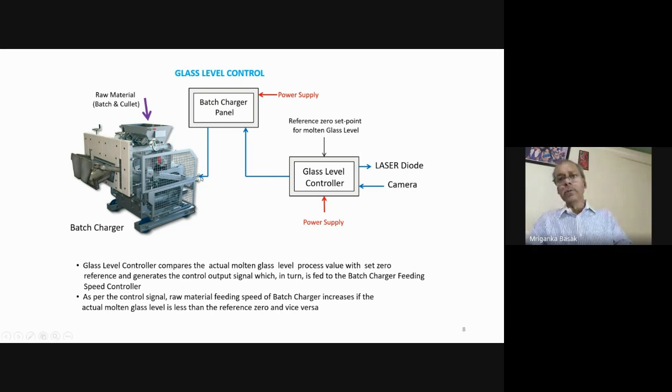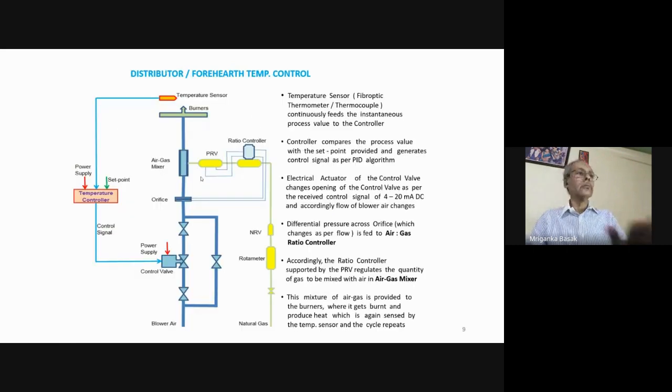Next slide, Subhajit. I have talked about this in earlier slides, the distributor and forehearth temperature control. This is a simple feedback control loop. I don't think this has to be explained in detail. It is self-explanatory. The drawing is self-explanatory. Let me come to the next slide.